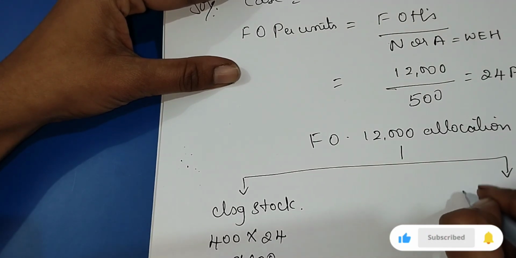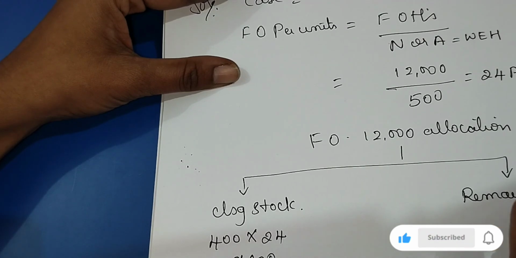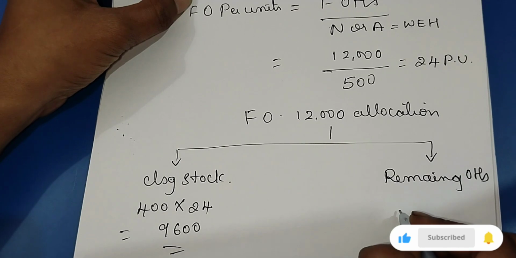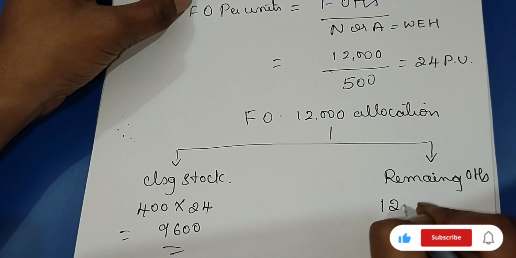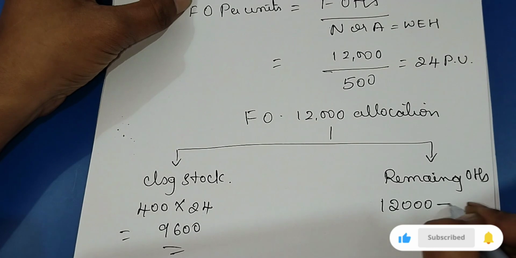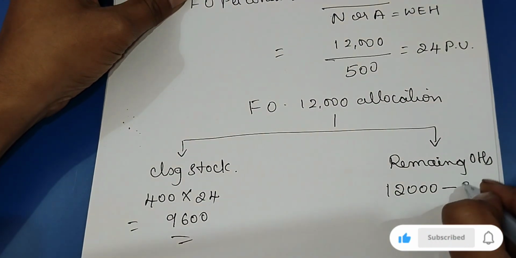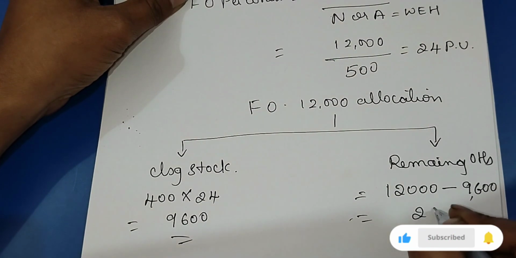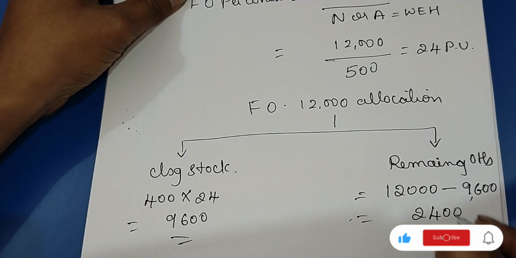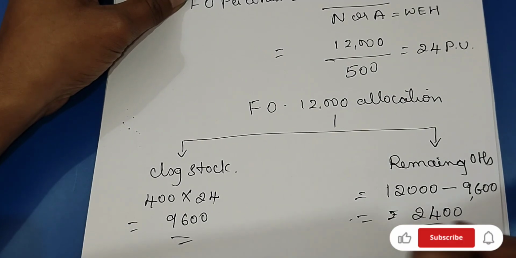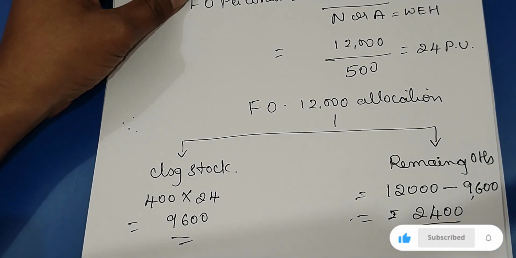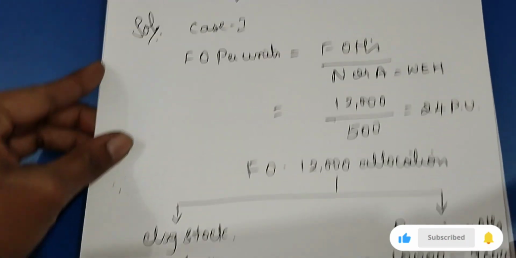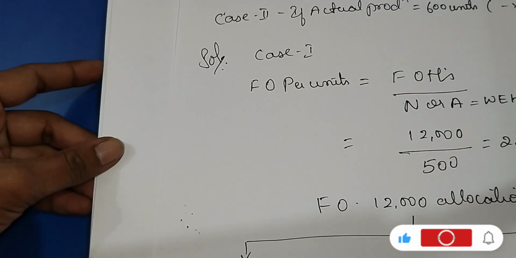Here we are taking the remaining overheads. What is our total fixed overhead? 12,000. Of this, the absorbed amount is 9,600, which we already found. So what is the remaining balance? 2,400, right? This balance we show as an expense in the profit and loss account, the unabsorbed overhead. Okay, now we will do it for case 2.